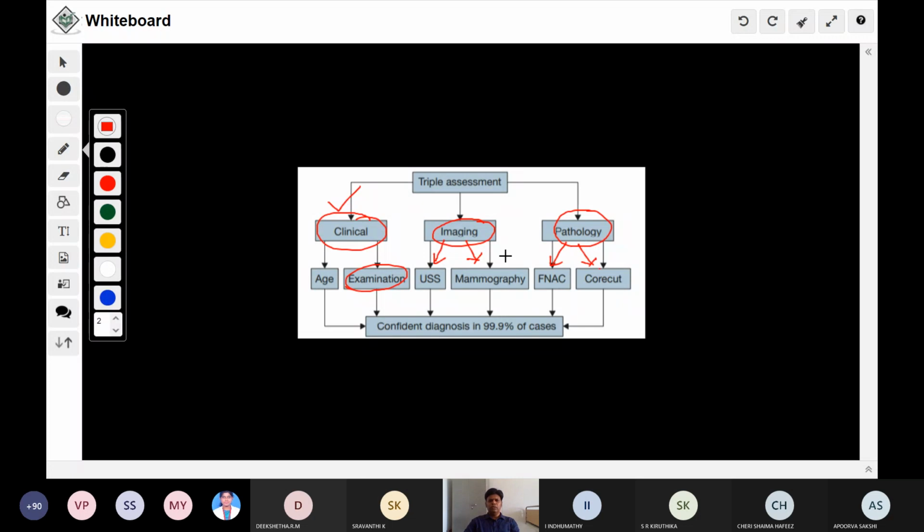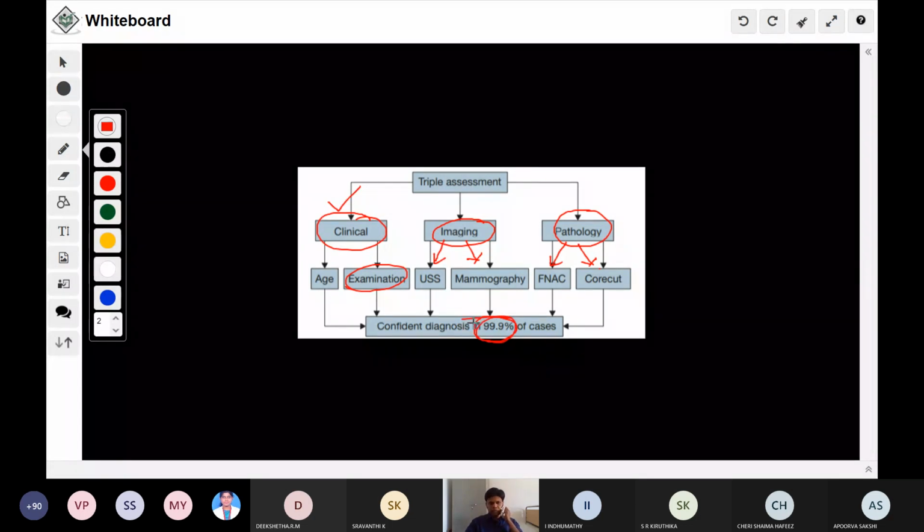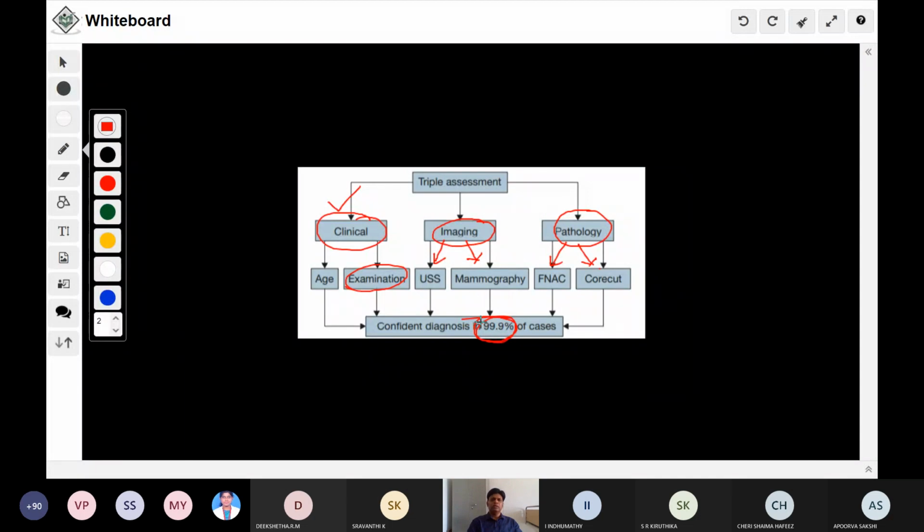Why do you have to do triple assessment for a patient? Because you will get a confident diagnosis in 99.9% of the cases. That's why you combine all three things and assess the breast lesion. You all know this, but just to keep stressing, the same thing applies if you get any case of breast lump: do the triple assessment.